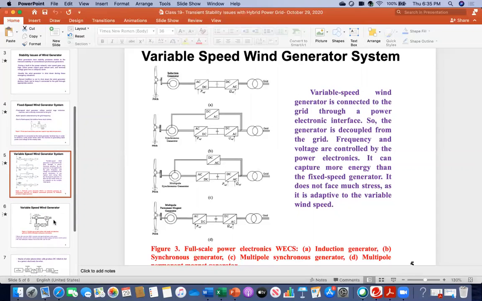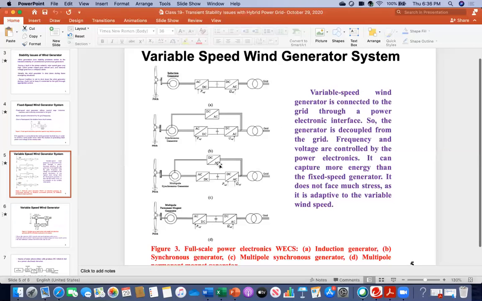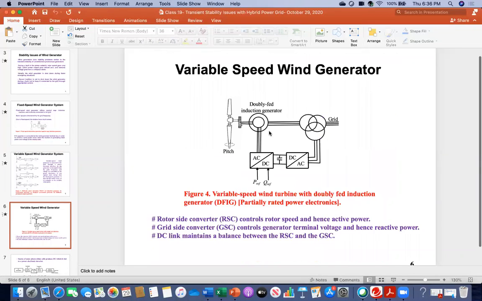Now there is one example of that variable speed wind generator, which is called doubly fed induction machine. Doubly fed. If you see the structure, so far these all are unidirectional, so there was no feedback path from here to the rotor circuit. But in this case, on one hand, it is connected to the grid through the transformer, and on the other hand, with the help of another transformer, there is a feedback path via the power electronics that is feeding the rotor circuit.